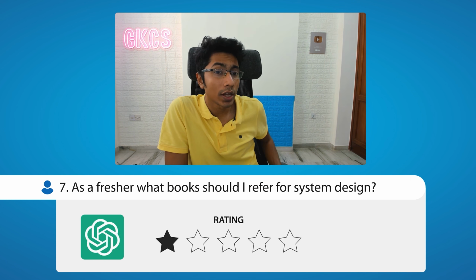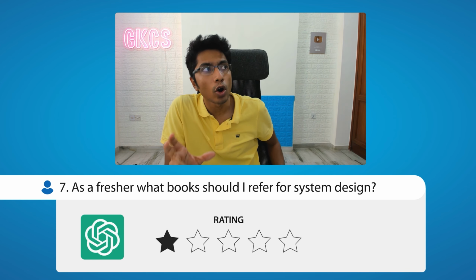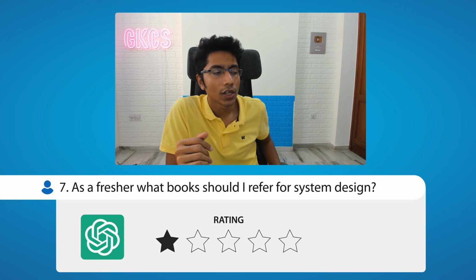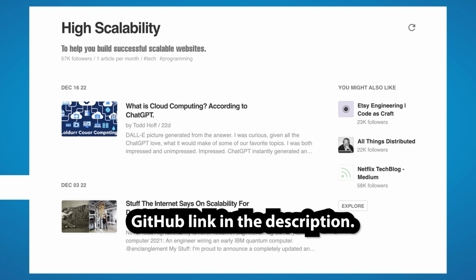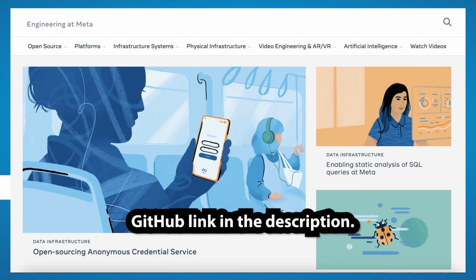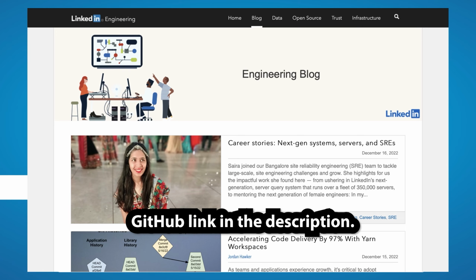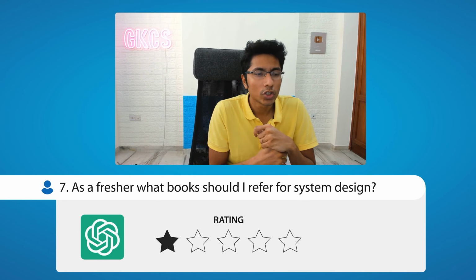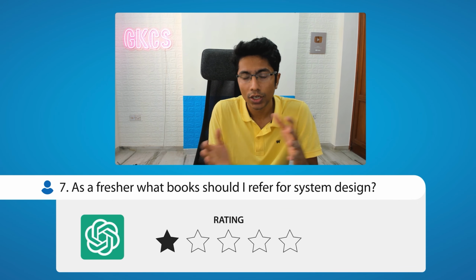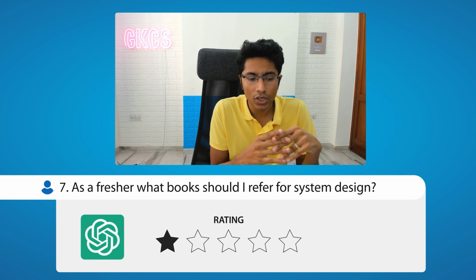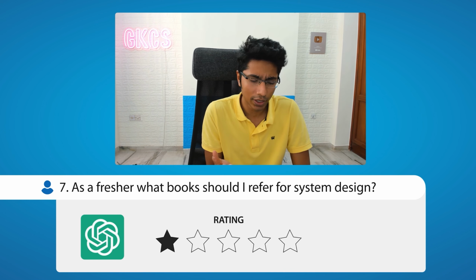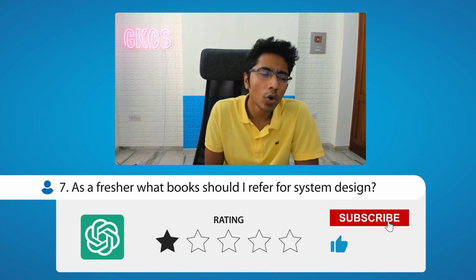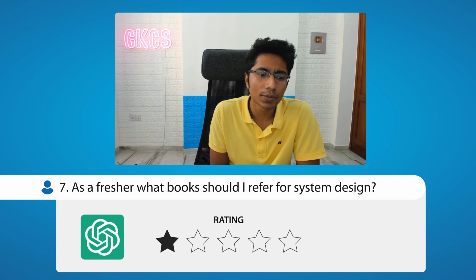Apart from this, of course, there are blogs on the internet. So if you're for text, only text, then High Scalability is an excellent resource. There are company blog posts from Netflix, Facebook, Airbnb, LinkedIn, Twitter, which talk about how they build their systems. So these engineering blogs are really useful when it comes to understanding how real-world systems are designed. Apache also, I think, has lots of blogs. Elasticsearch also has blogs. So you can go over them and see how these systems are actually working.